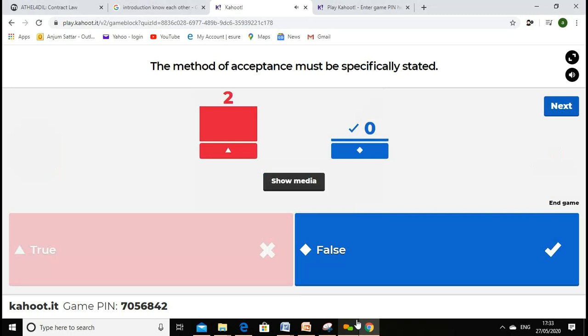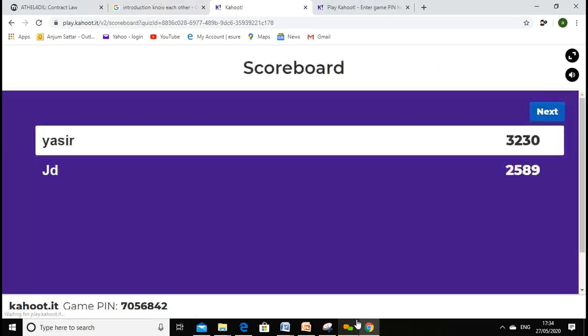No. It can be oral, it can be written. The method of acceptance must not be specifically stated. Okay, it can be any.